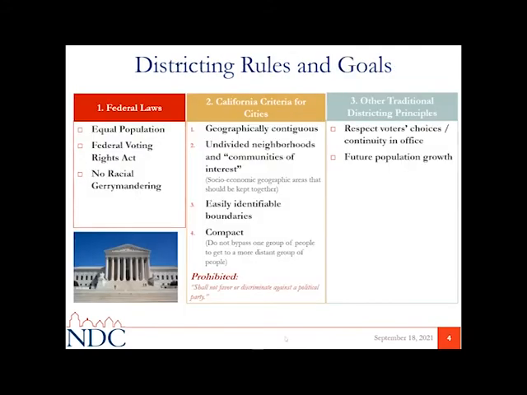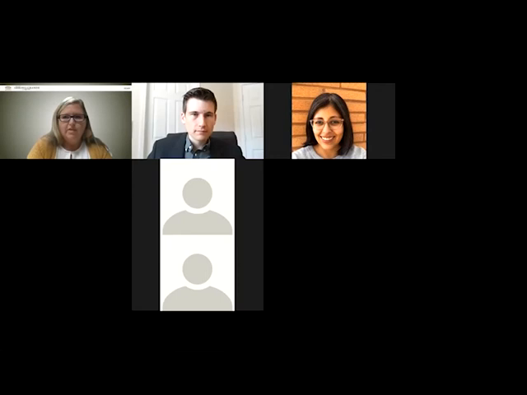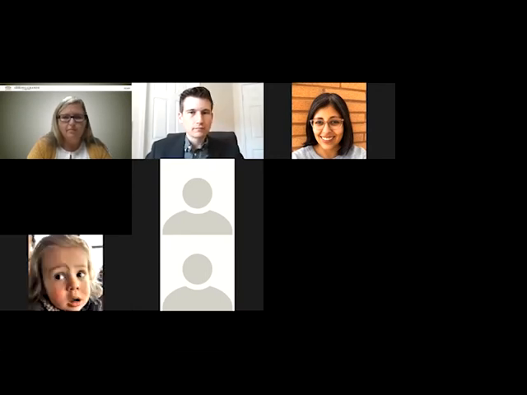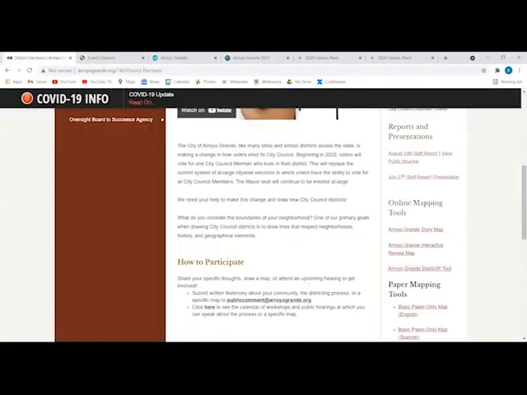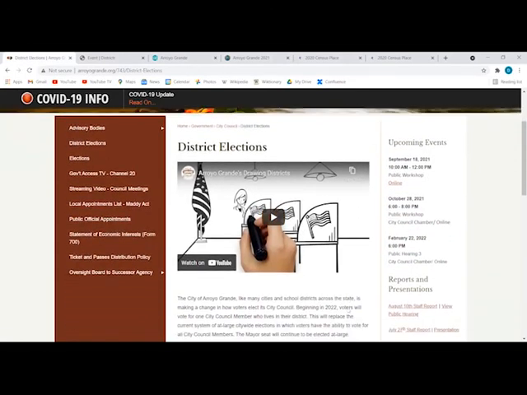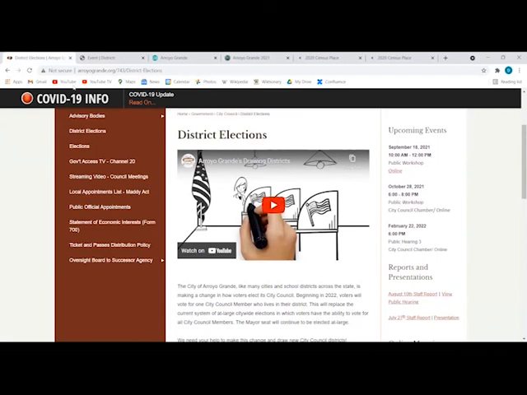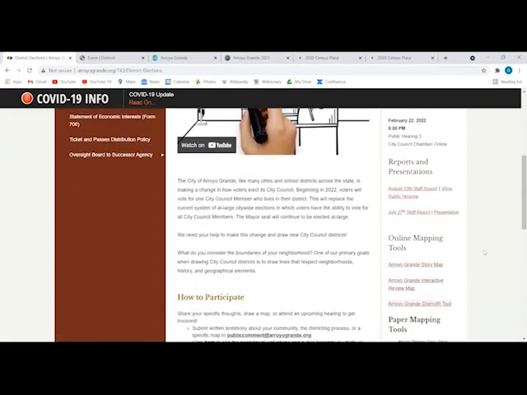Okay, Charlotte Wilson has her hand up. Go ahead, Charlotte. Yes, I'd like to know, first of all, could you take me to the place where we can actually access all of this? I came in late. And the other thing is, is the decision-making process in the end going to be by district or as we have it today? To answer your first question, you will get access to all the tools and information from arroyogrande.org/districtelections. Got it. Okay.